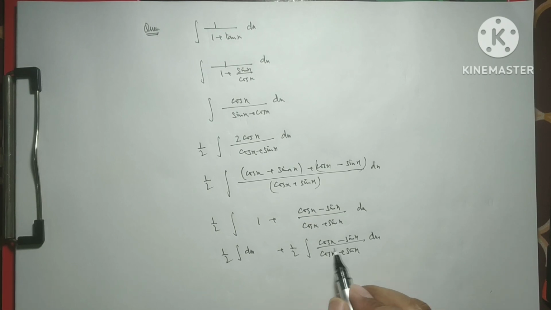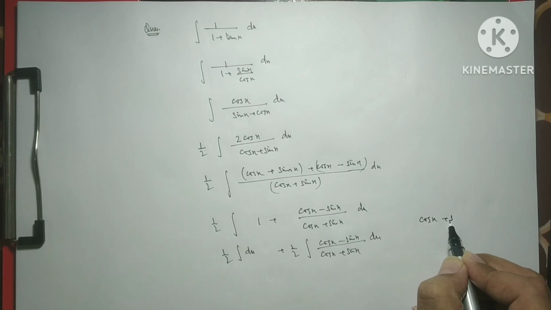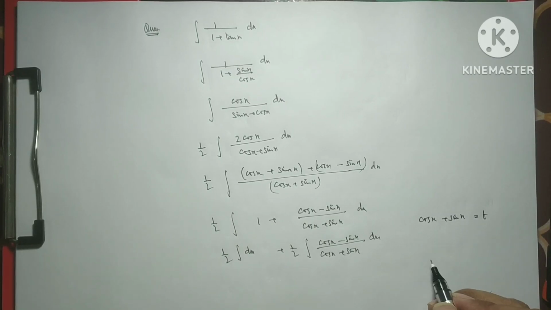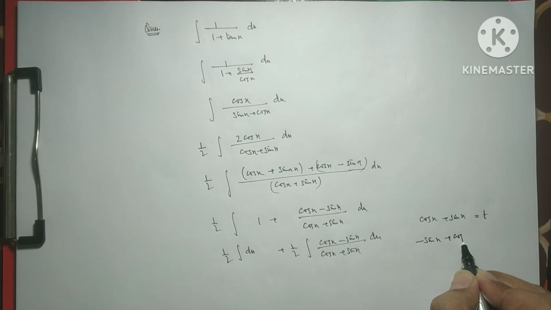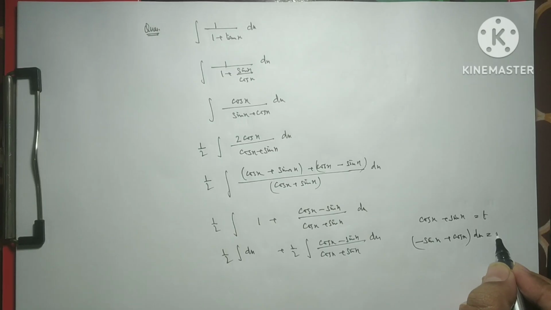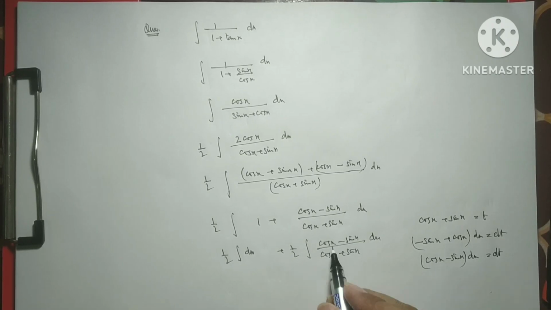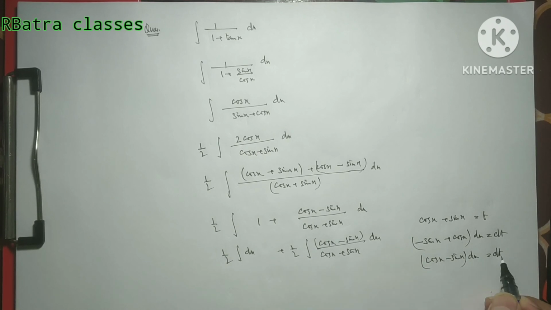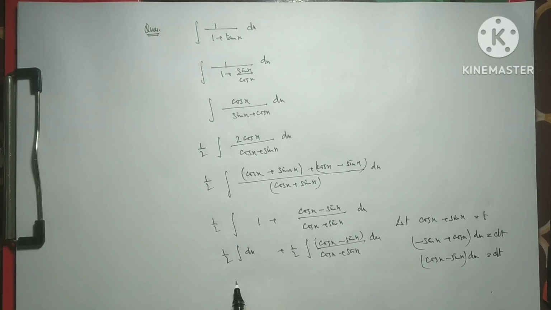So if we consider this denominator, cos x plus sin x, as t, so we get minus sin x plus cos x on differentiation, dx and dt. It means cos x minus sin x dx is dt. So the numerator part becomes dt, and this is, as we assumed, t. So it is half x, and this is half 1 over t dt.